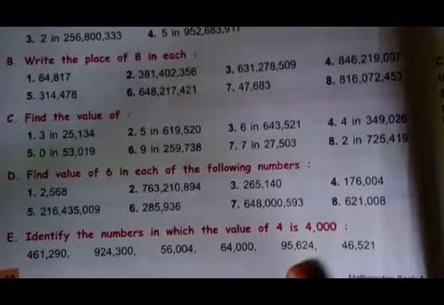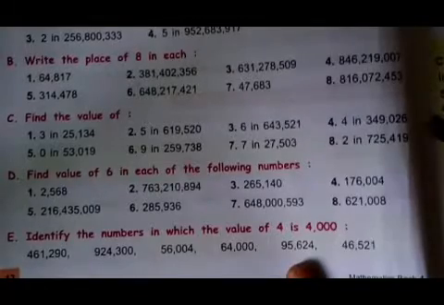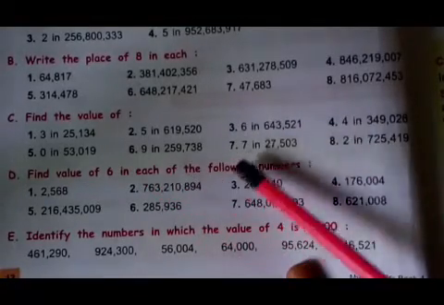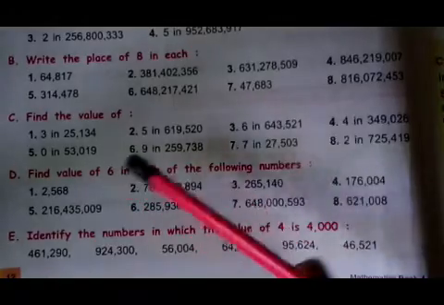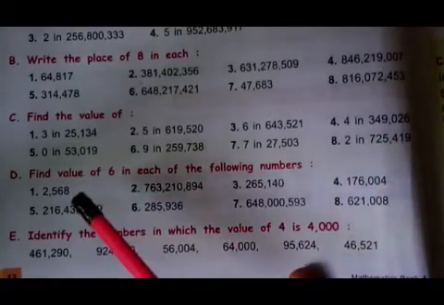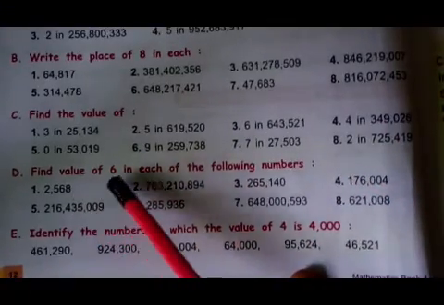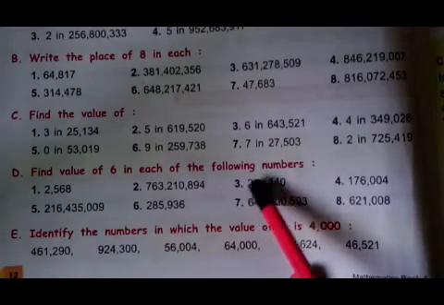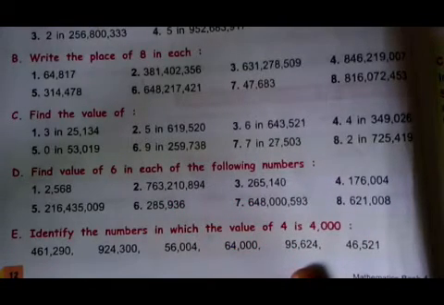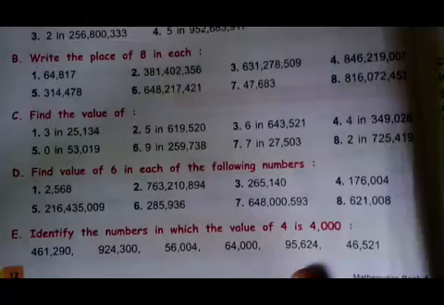Okay, my dear student, I have completed 4 parts for you. The remaining 4 parts are your home assignment. Try to solve the remaining 4 parts. Let's move to D part. Find the value of 6 in each of the following numbers. Now we are going to write the value of 6.